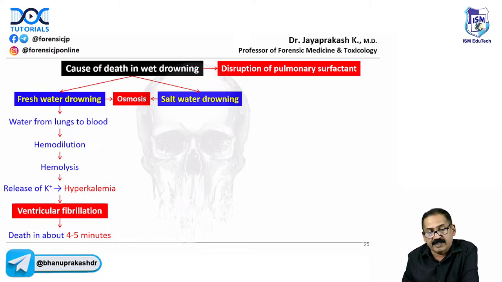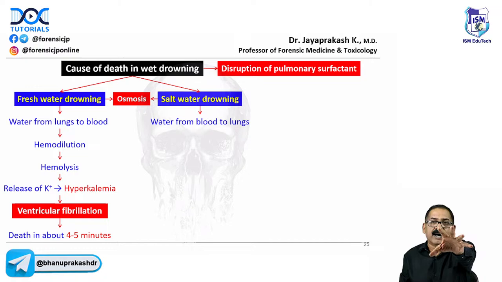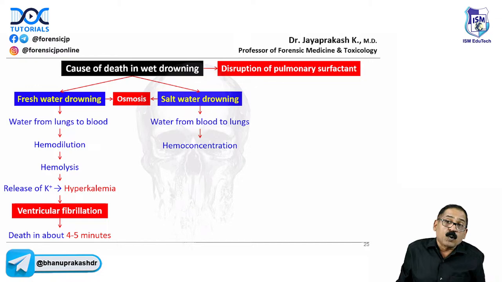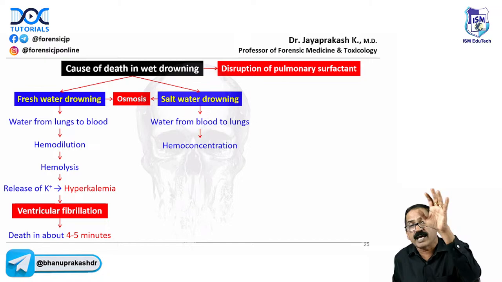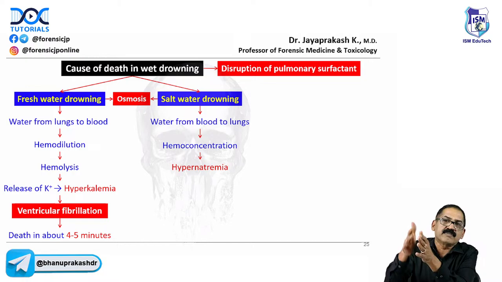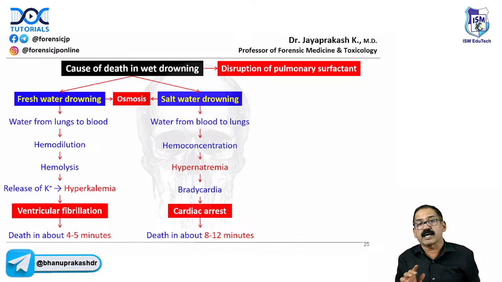Salt water is exactly the opposite. Water from the blood enters the lungs, leading to hemoconcentration. Once there is hemoconcentration, it gives rise to hypernatremia because volume becomes less. Sodium will be the same, but because volume is less, it goes for hypernatremia. That gives rise to bradycardia and cardiac arrest. The person dies almost double the time of fresh water. Now you know the mechanism exactly.